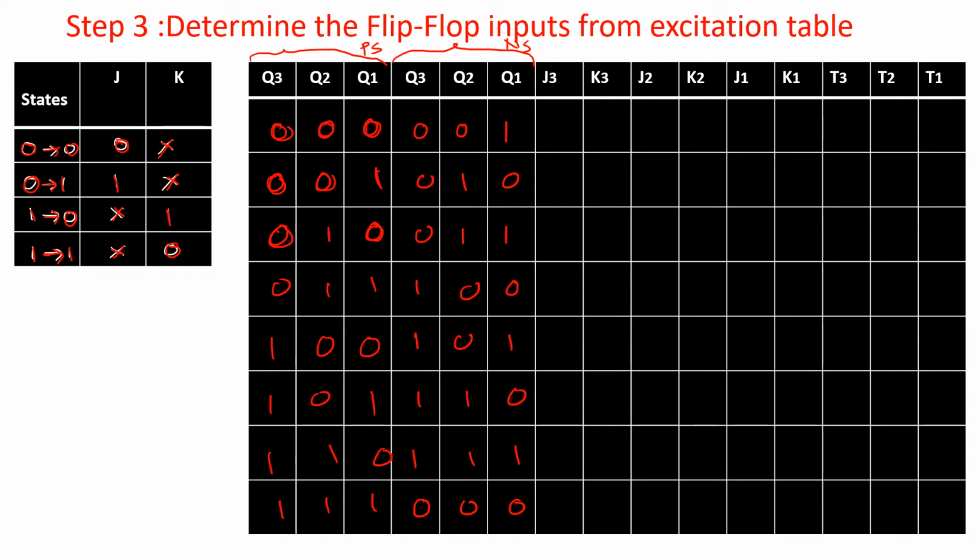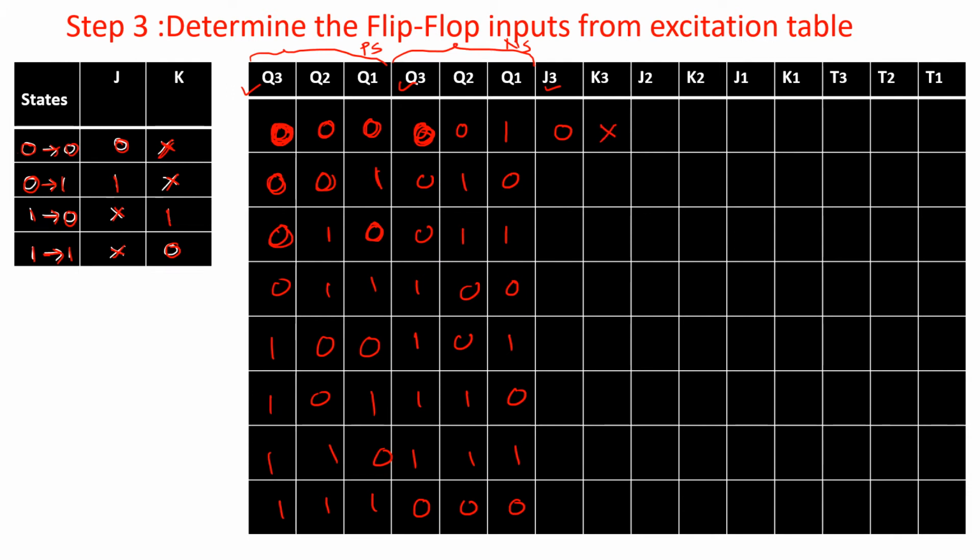Now once I know the present state and the next state, I can fill the columns of J and K, because I am going to use 3 flip-flops. So we are going to have inputs J3 K3, J2 K2, and J1 K1. Now, how is it to be filled? See here. My present state is 0 and my next state is 0, that is for Q3. Suppose I want to write it for J3: present state is 0, next state is 0, so 0 to 0, J is 0. And for 0 to 0, K is don't care. So I will write don't care here.